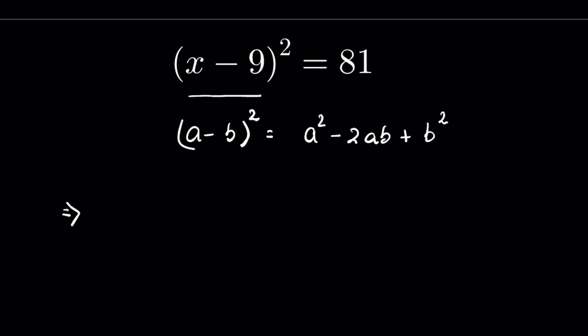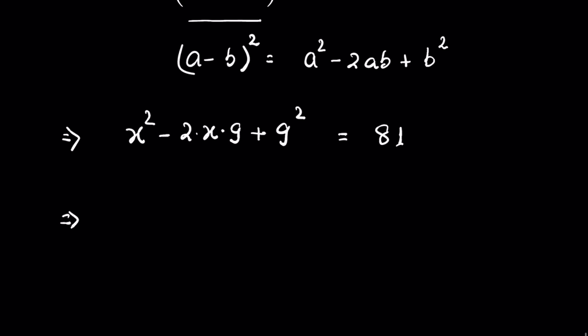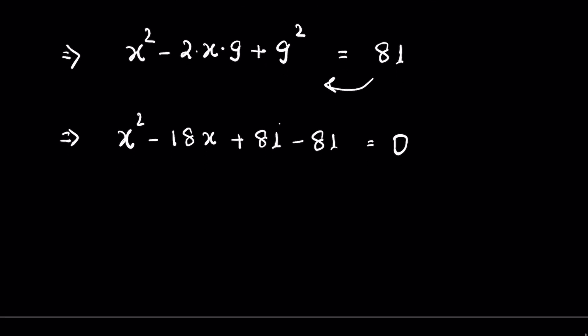Therefore we can write it as x square minus 2 times x times 9 plus 9 square is equal to 81, or x square minus 18x plus 81. We can send 81 to the left hand side. It will be minus 81 is equal to 0. Now plus 81 and minus 81 get cancelled. We have x square minus 18x is equal to 0.